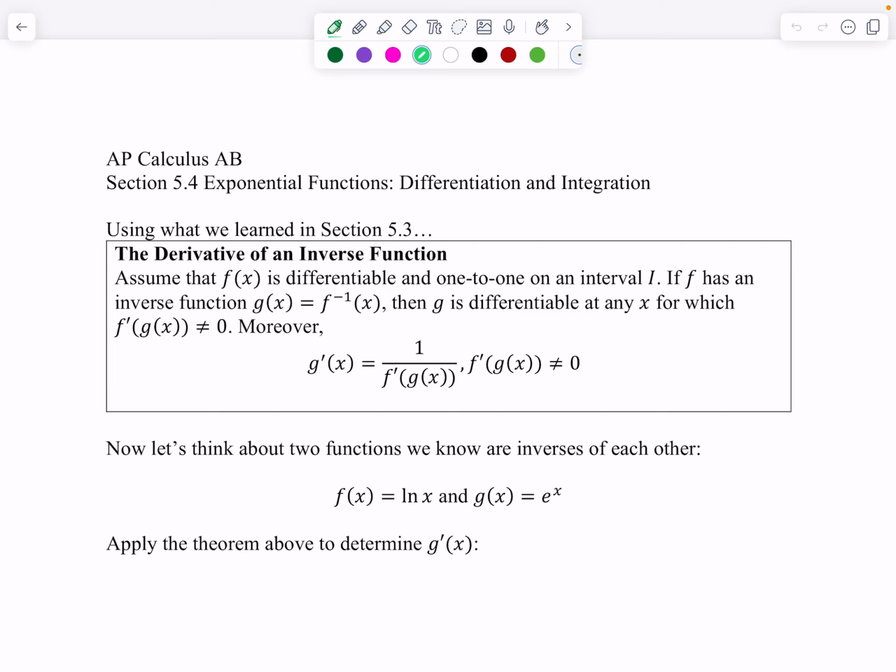Hi there, so this video is on section 5.4. So we're looking at differentiating and integrating exponential functions, specifically e to the x.